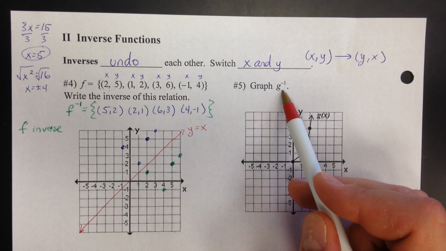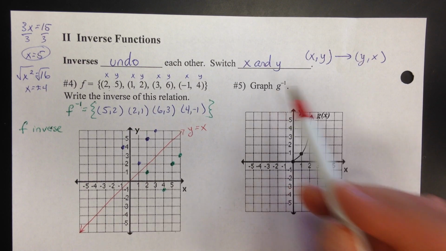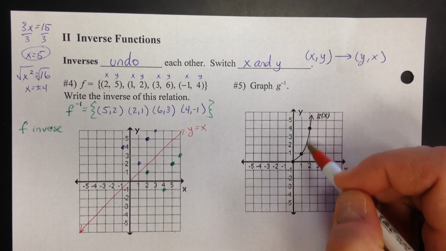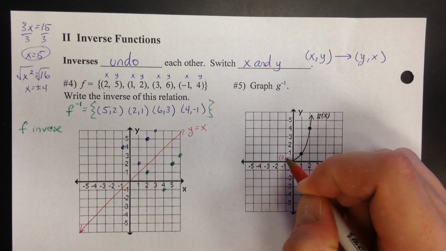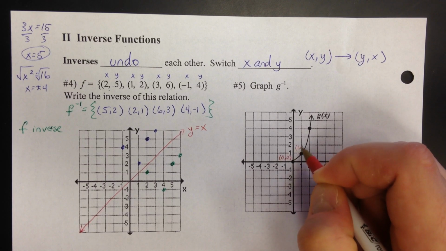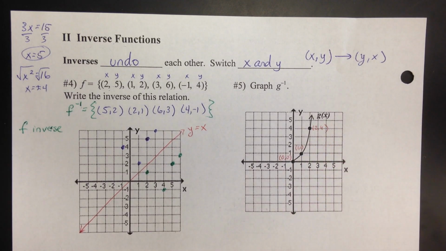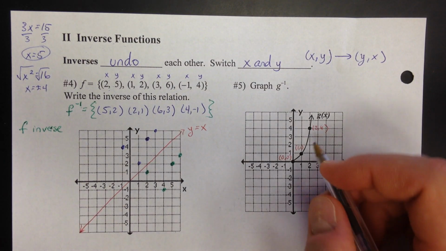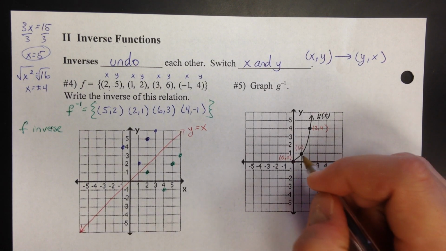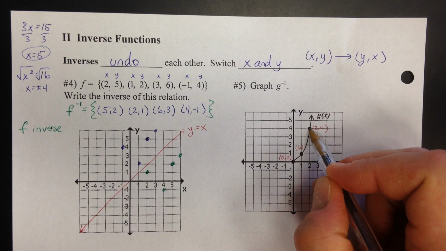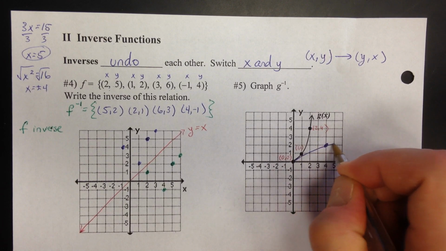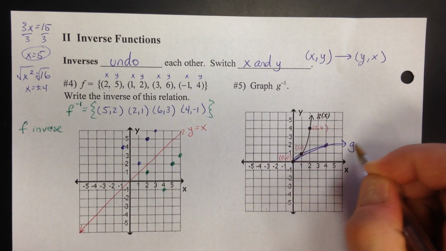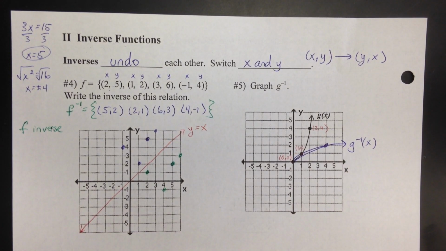So let's say in number 5, graph g inverse. Here's g of x, the function we're starting with. The points, if I label them, are 0, 0. This is 1, 1. This is 2, 4. To graph an inverse you're going to switch x and y. So 0, 0 will stay the same. 1, 1 will stay the same. However, 2 comma 4 will become 4 comma 2. And if I connect them, it's going to look something like that. So that's g inverse of x.